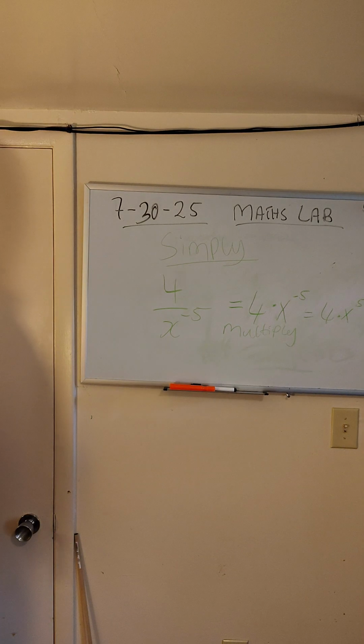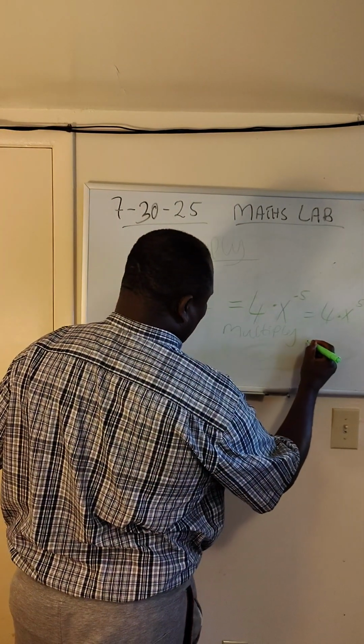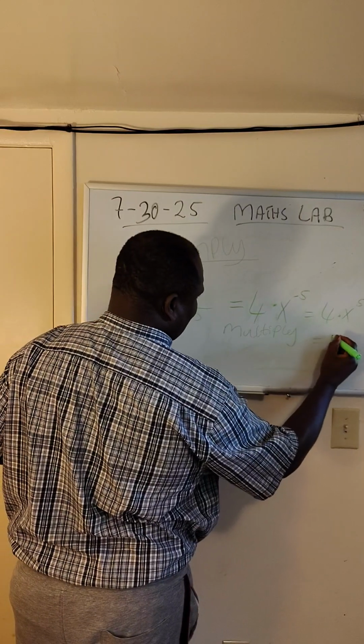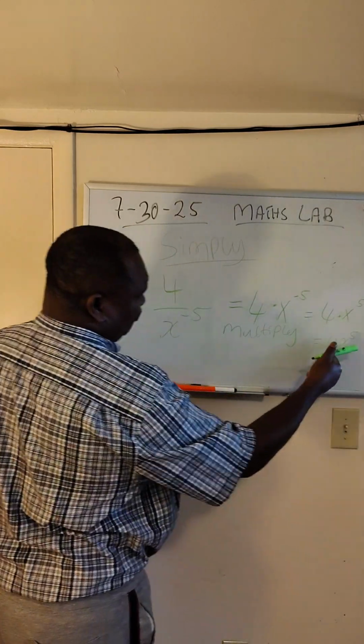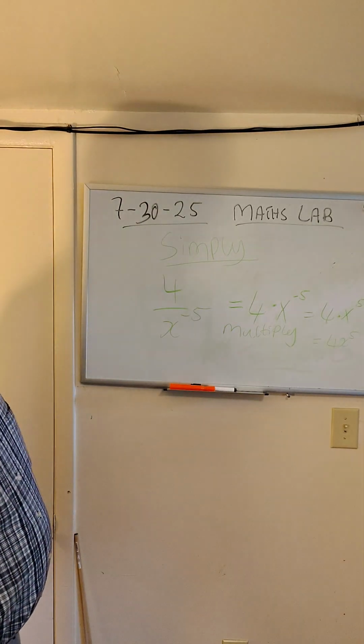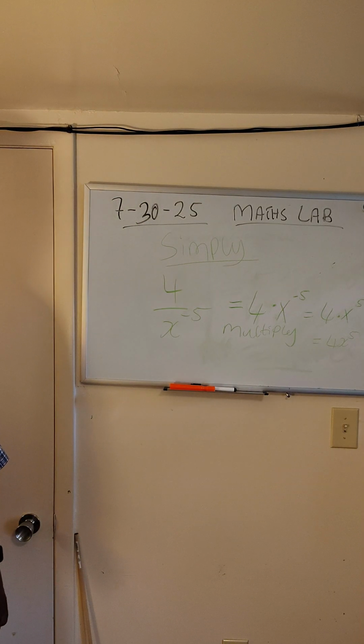So now it's 4 multiplied by x to the power of 5, which gives us 4x to the power of 5. So now you can see it has given us 4x to the power of 5.